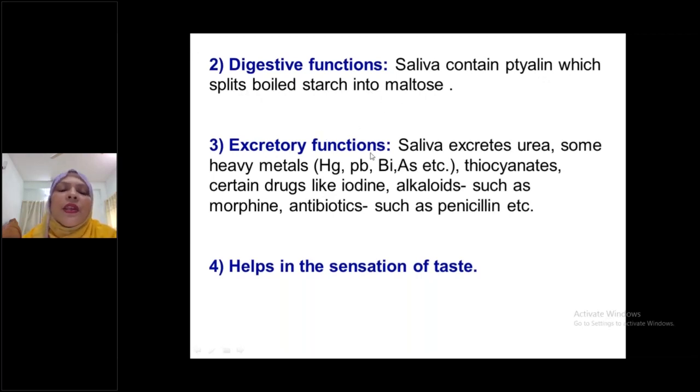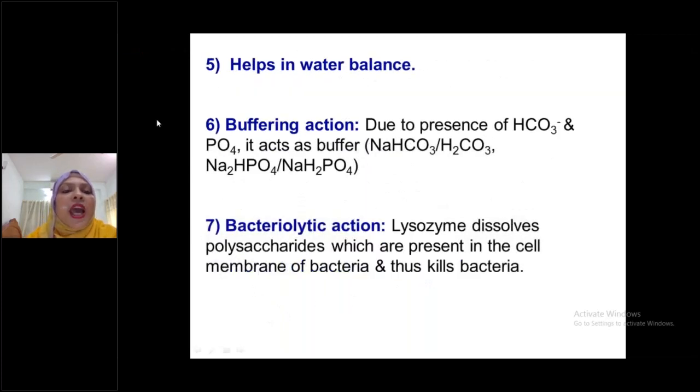Now, excretory functions of saliva. Saliva excretes urea, some heavy metals such as mercury, lead, bismuth, and arsenic, thiocyanates, and certain drugs like iodine, alkaloids such as morphine, and antibiotics such as penicillin. These are the excretory functions of saliva. Number 4, it helps in the sensation of taste. Number 5, helps in water balance.